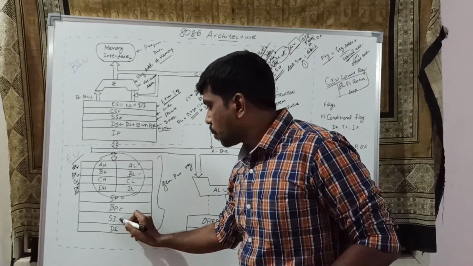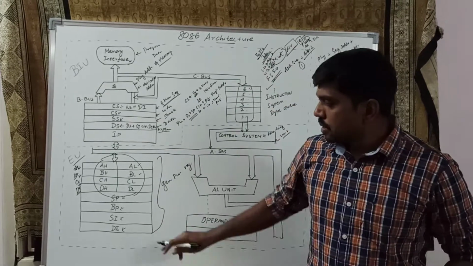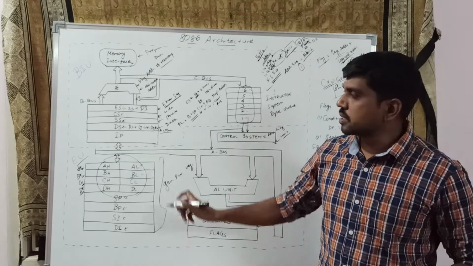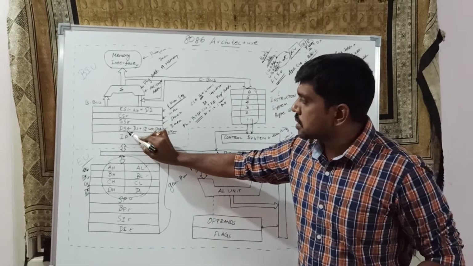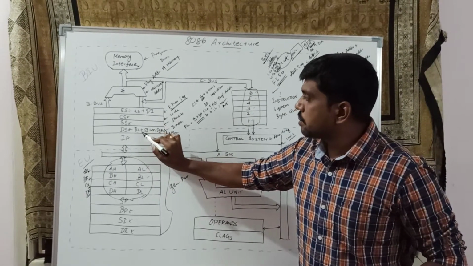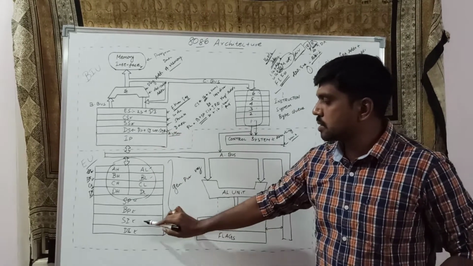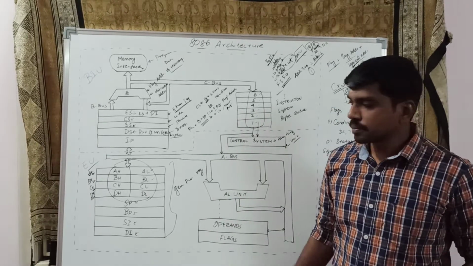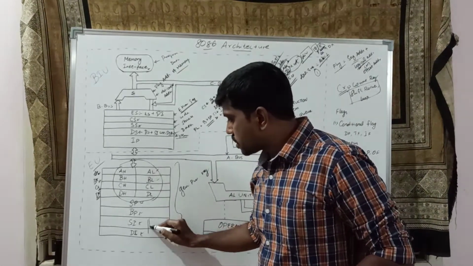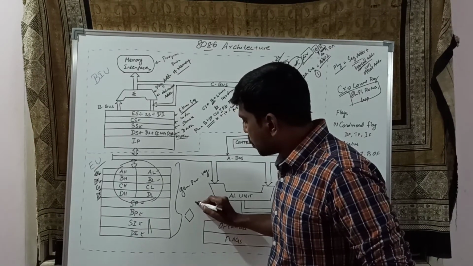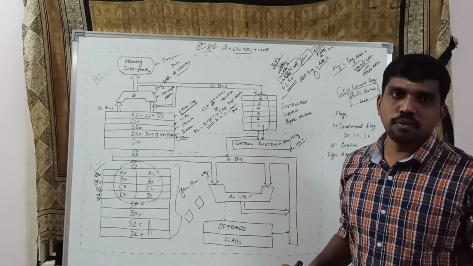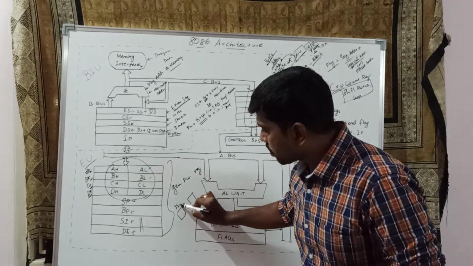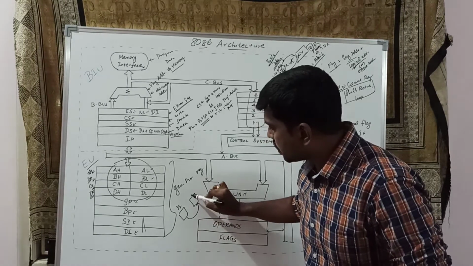The next ones are the source index and destination index. These two registers are mainly used for accessing the data segment. Accessing the data segment content, the data segment plus SI or DI gives the physical address, the offset address from the source index and destination index. Also, these two registers are used to move a block of data, from the source pointer to the destination pointer. Whatever value is present in the source, the whole value is transferred to the destination.